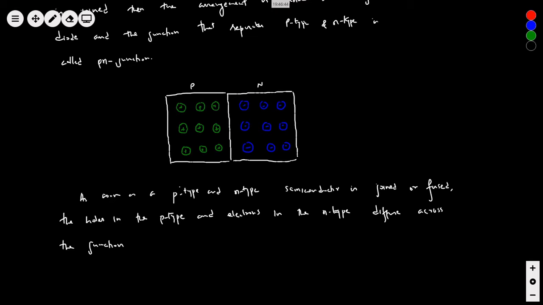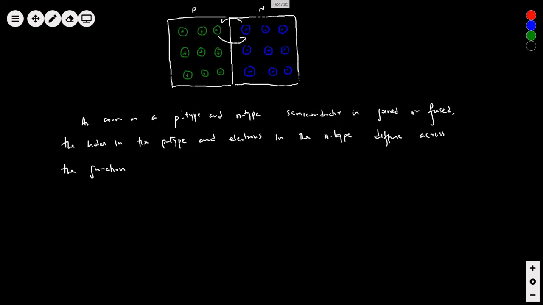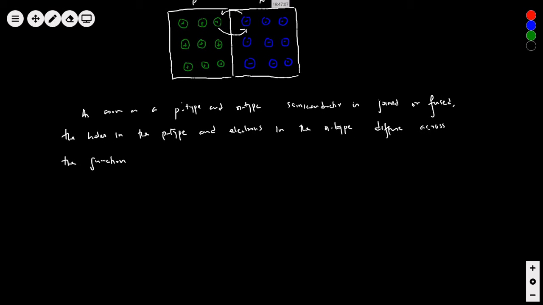By diffusion, what do I mean? The electrons will move across, and holes will come here, diffusing across the junction. Definitely there is a vacancy, an empty region, so the electron will try to fill that gap, and it will jump across the junction.